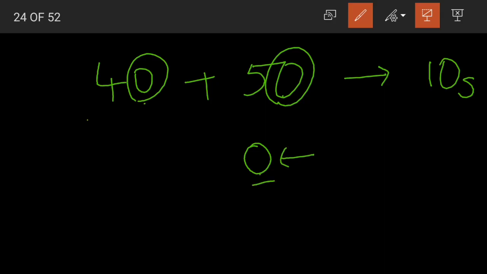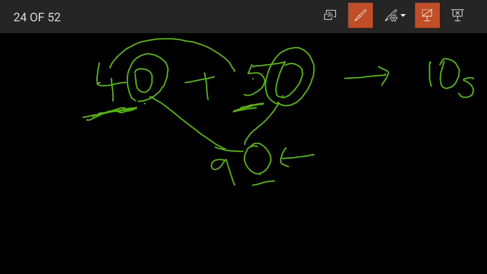Now what is remaining? 4 and 5. Yes, we already wrote 0 here. Now when we add both of these together, 4 plus 5 becomes 9. So we'll write 9. Now here the numbers are to the left of 0, right? So 4 plus 5, 9, is also written to the left of 0.